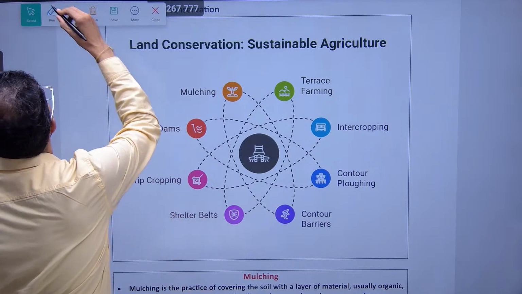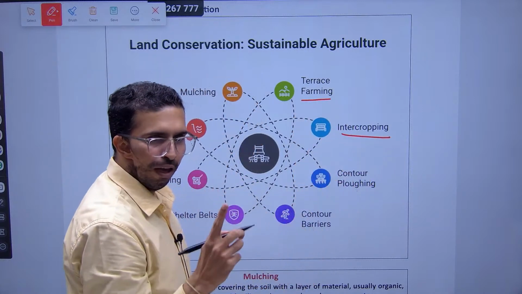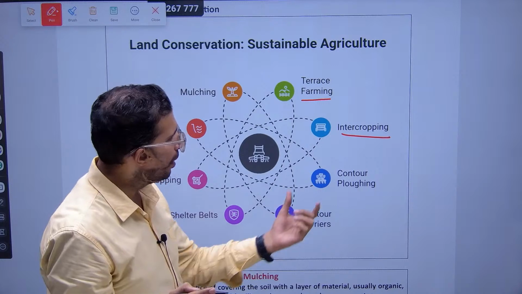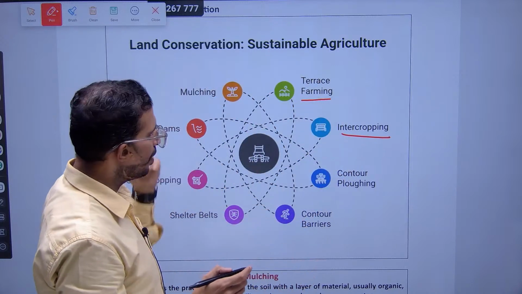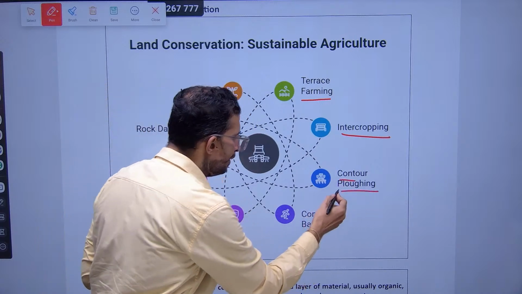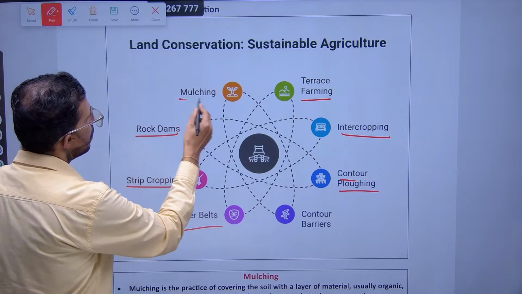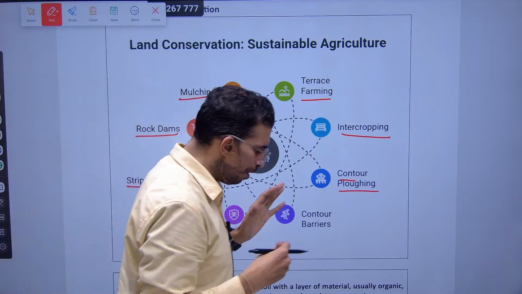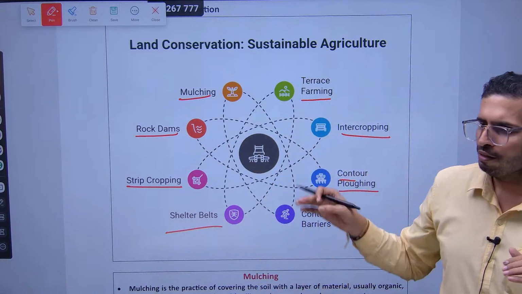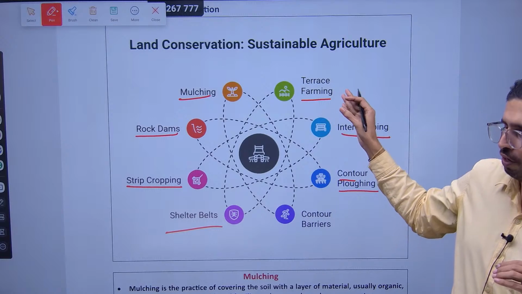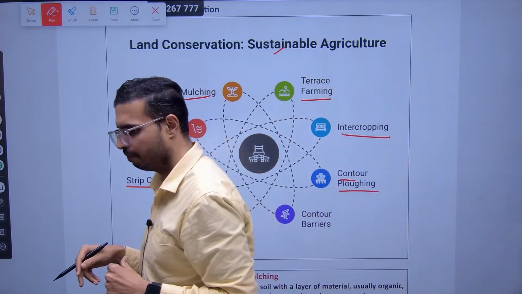Yes. The terrace farming, intercropping we have seen. Instead of monoculture cropping, we can use intercropping for land conservation. Then contour plowing, barrier, shelter belts, strip cropping, rock dams and mulching. So these are the methods. Suppose if the question comes, what are the options available before us to prevent the soil erosion and to have sustainable agriculture practices.